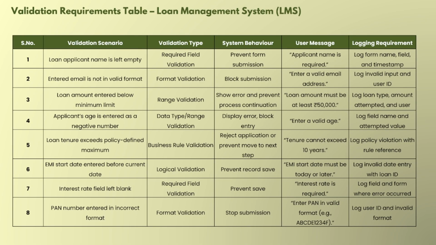So, the validation requirement table for a loan management system, we will shortly see it. In this way we gather the requirement from the stakeholder: validation scenario, then validation type, system behavior, user message and login requirement. So a validation scenario is like the loan applicant name is left empty, which we have seen. Here the validation rule is field validation. The system behavior is to prevent submission, meaning the system is not allowing it. Then the user message is that applicant name is required.